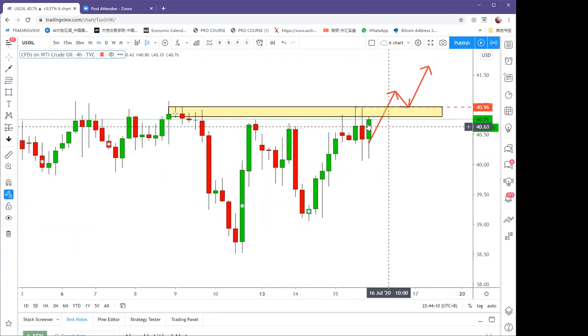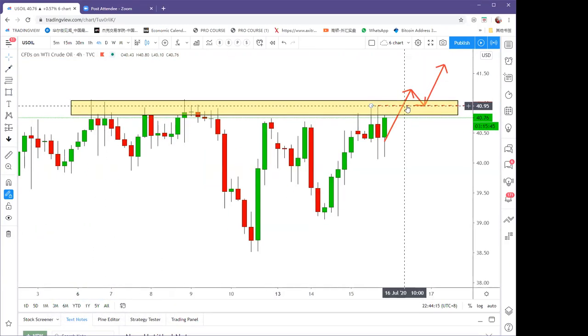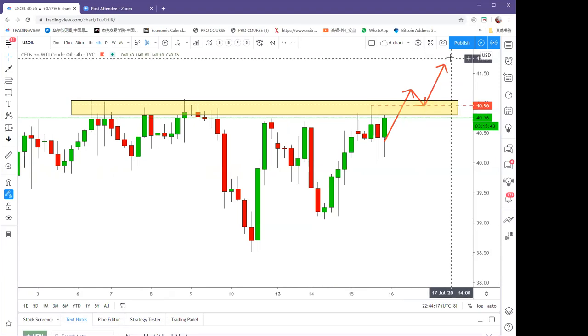If the trend is really strong, watch out for this breakout. Breakout 40.96 and go for higher.